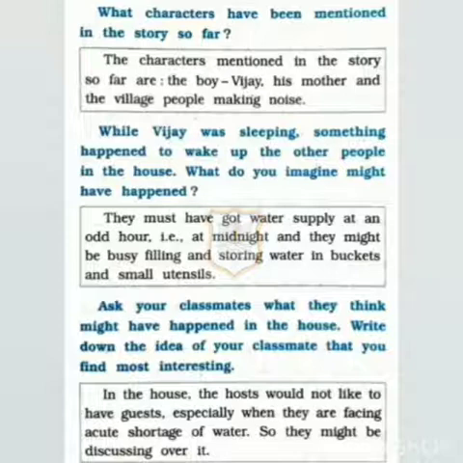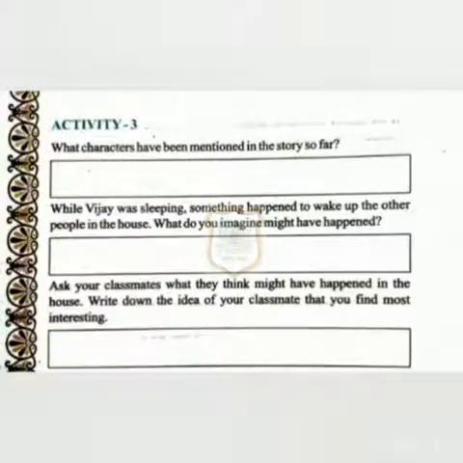So the answer is, in the house, the host would not like to have guests, especially when they are facing an acute shortage of water. So they might be discussing it. So children, these are the questions of activity number 3, and what you have to do is write down the answers in the textbook itself.